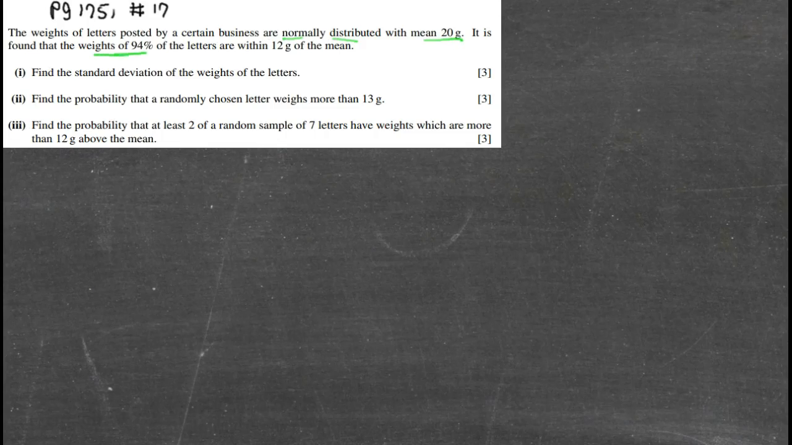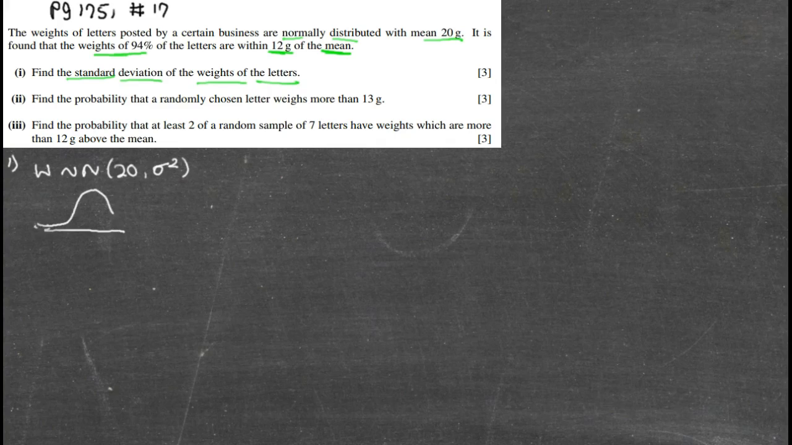Page 175, number 17. All right, normal distribution, we've got a mean of 20 grams. It's found that 94% of the letters are within 12 grams of the mean. So let's put this together. We've got a normal distribution with a mean of 20. We don't know the variance or the standard deviation. That's what we're trying to find.